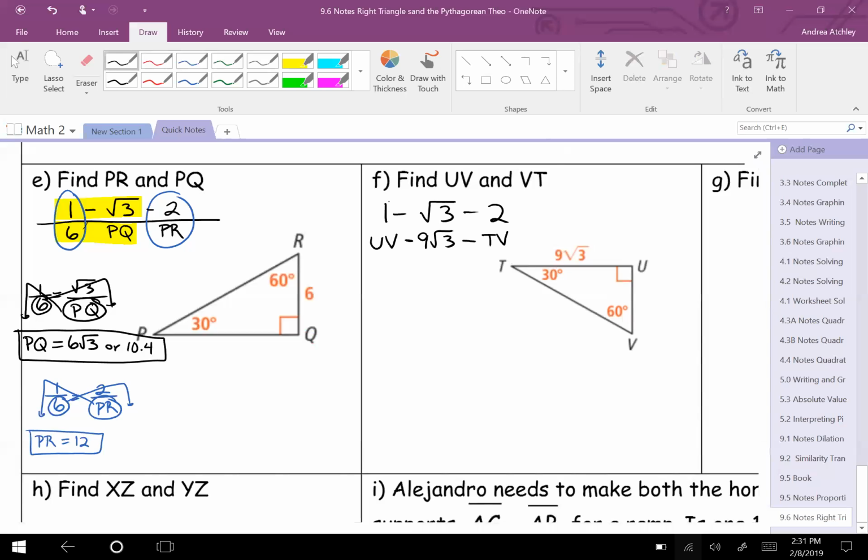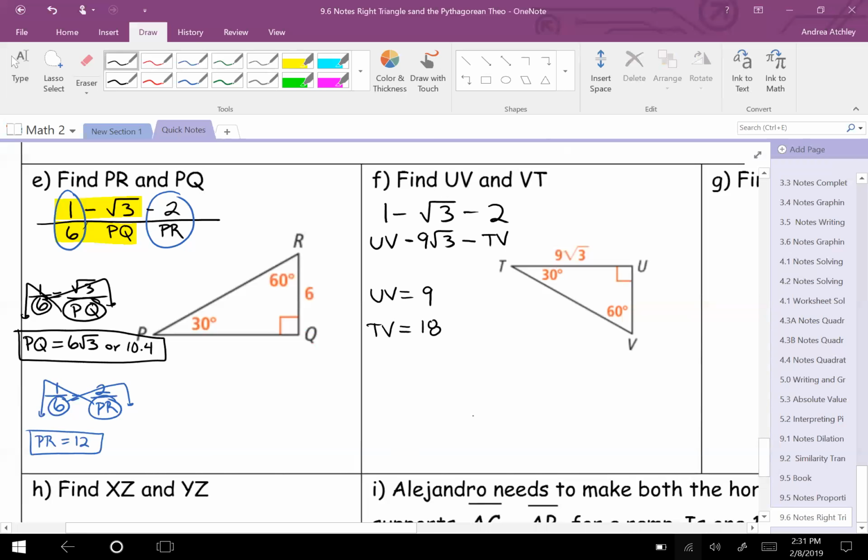Seeing as though it's 9 square root 3, it should be easy to find UV. Because whatever UV is, all I had to do to get TU is multiply it by the square root of 3. So anyone know what UV is? UV is 9. What is TV then? 18.